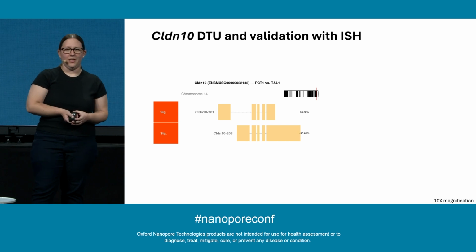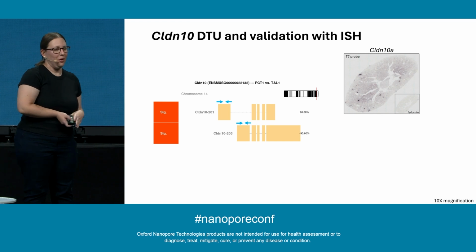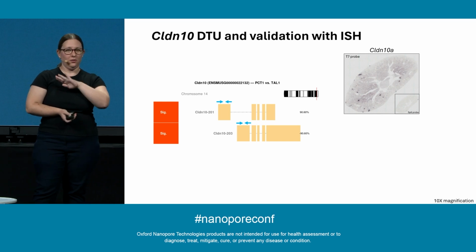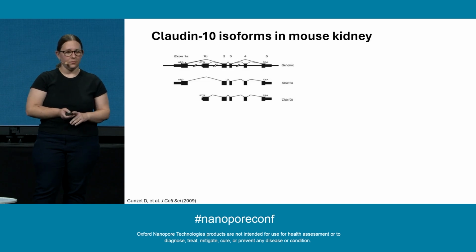And so to validate this finding, I designed probes for in situ hybridization and performed that in mouse kidney. We can see claudin 10 didn't come out very well, but we would expect it to be in the cortex because that is what this is telling us, that it's in PCT cells. And then claudin 10b we do see is very clearly in the medulla, so especially when genes have different spatial locations, we can validate this with in situ hybridization.